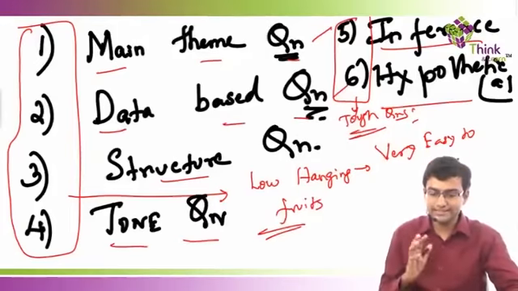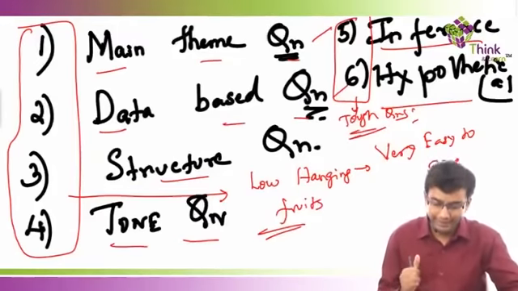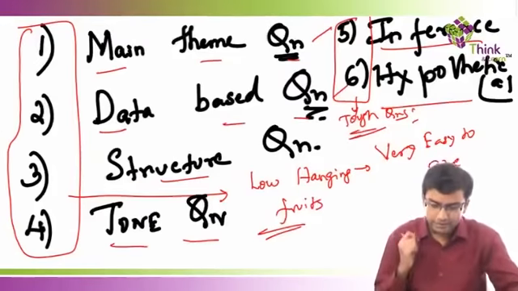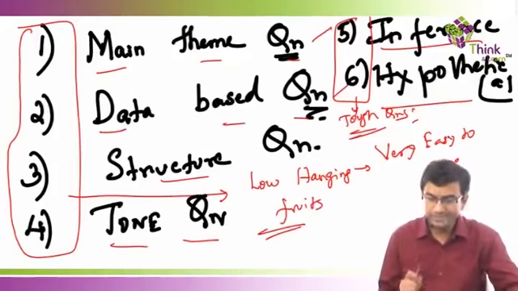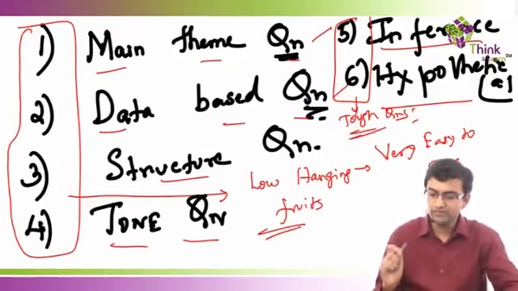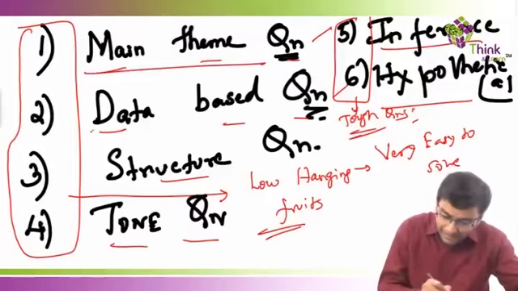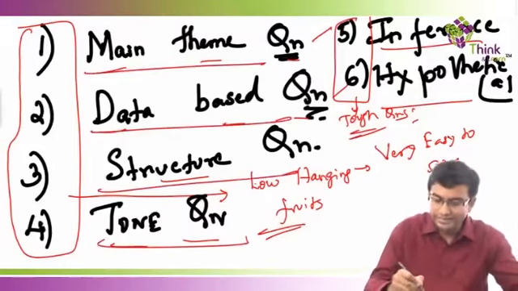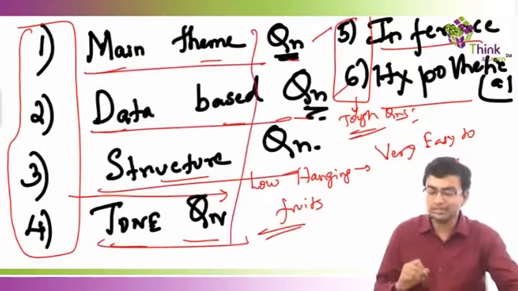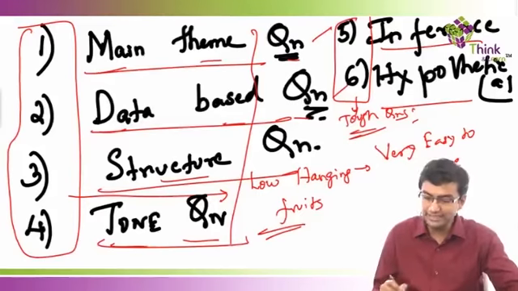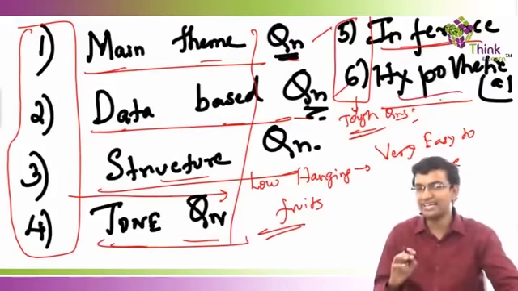Hopefully you have noted down the six types of questions in RCs: main theme questions, database questions, structure questions, tone questions, inference questions, hypothetical questions. Main theme, database, structure, tone: these four are what we call low-hanging fruits. They are very easy questions to answer. You will see that. Inference and hypothetical are slightly tricky.